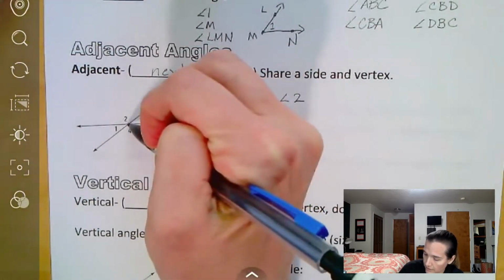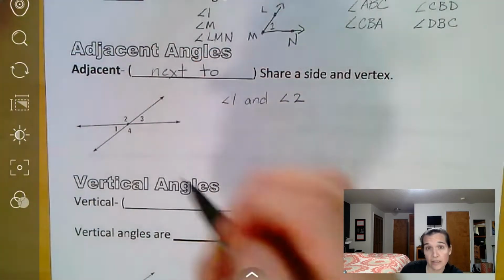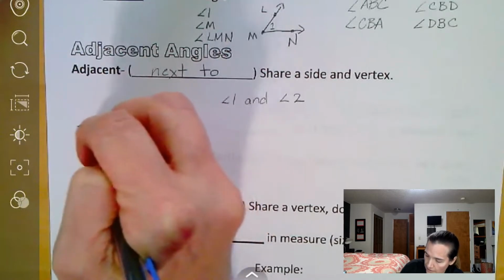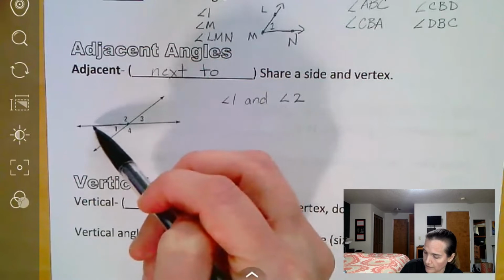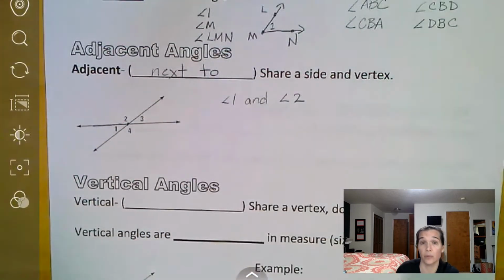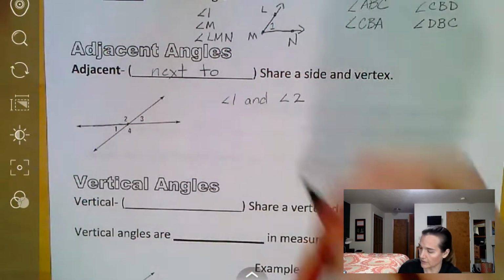Notice that they have the same vertex. They share a vertex, but they also share a side. This is the side they both share. Angle 2 is made up of this side and this side. Angle 1 is that side and that side. Notice that side makes up both angles. They are adjacent, next to.